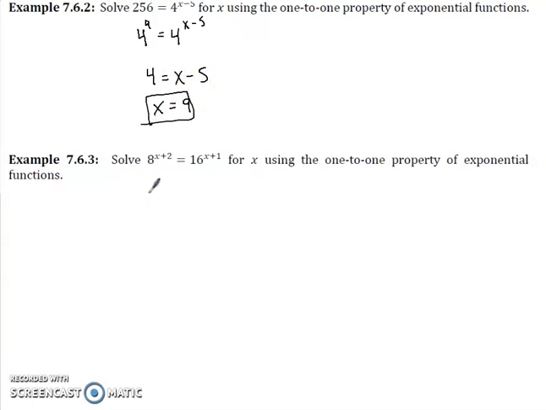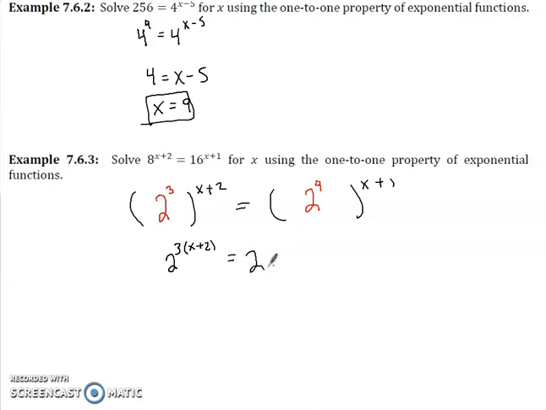In 7.6.3, I want to write both the left and the right-hand side with a common base. So my goal is to rewrite 8 and 16 so that they have the same base. Well, they are both powers of 2, so I can rewrite 8 as 2 to the 3rd power and 16 as 2 to the 4th power. Now I have the same base on both sides, so I use properties of exponents and simplify. So 2 to the power of 3 times x plus 2 and 2 to the power of 4 times x plus 1. Since my bases are the same, I now know that my exponents must be equal as well, so I have the equation 3x plus 2 is equal to 4x plus 1.